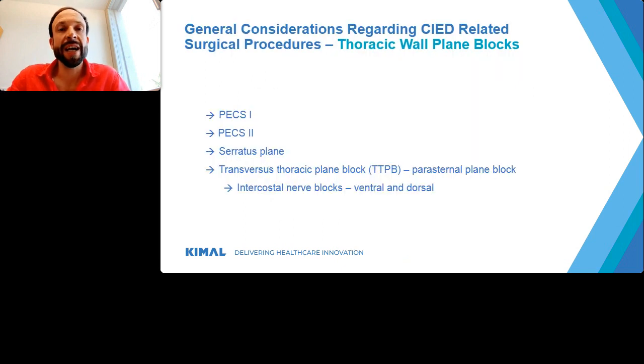So there are different kinds of thoracic wall plane blocks, and I'm going to be referring to, in my eyes, the most important ones, which are PECS 1 (Pectoralis block 1), PECS 2, the serratus plane block, and the transversus thoracic plane block, which used to be called the parasternal plane block, which is a way of intercostal nerve block from the ventral side. So it's this family of plane blocks.